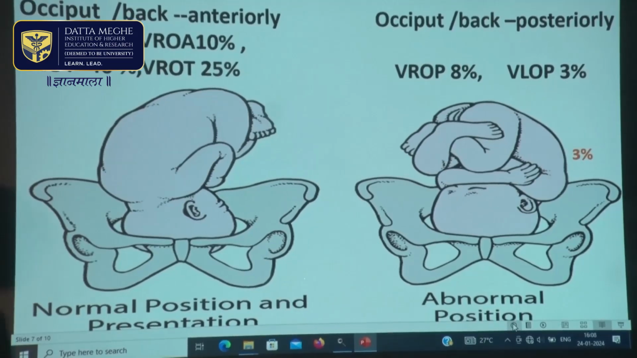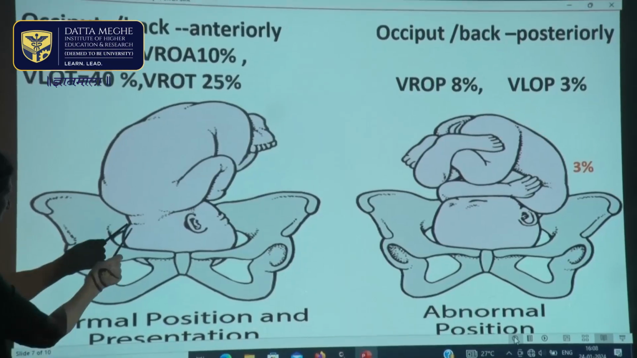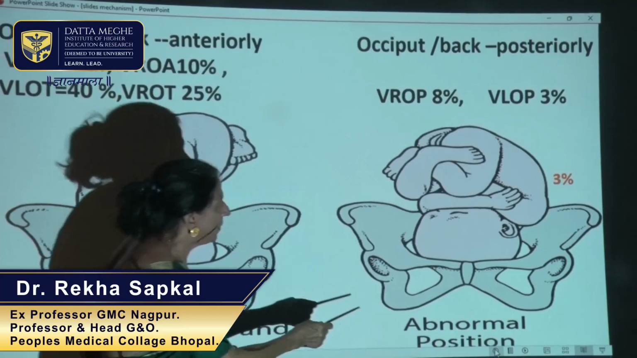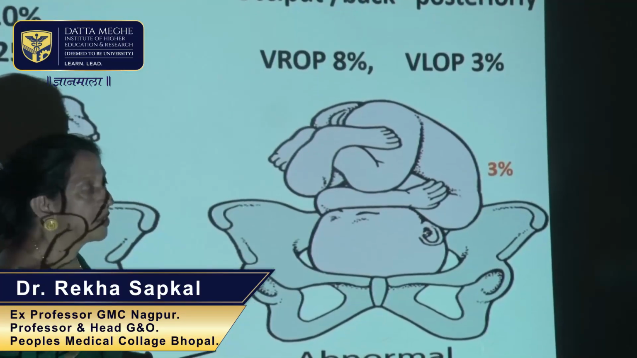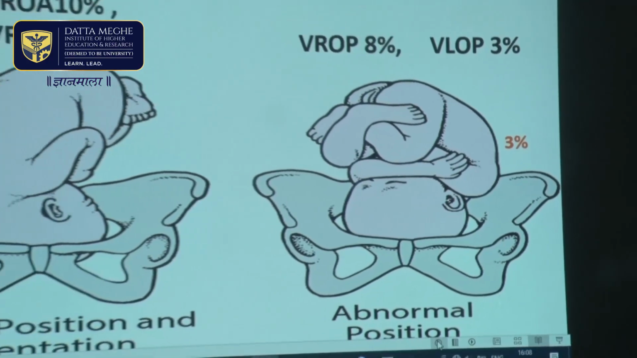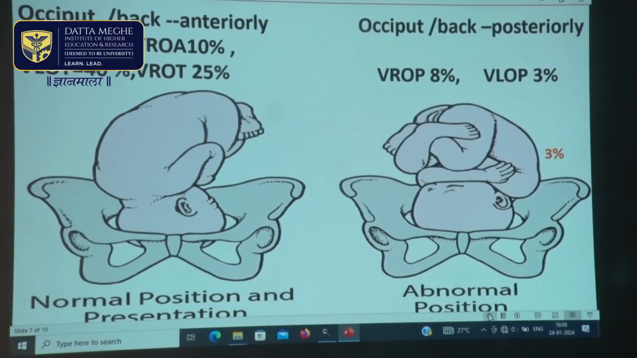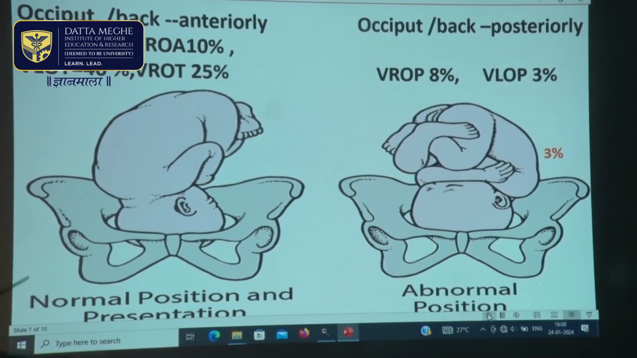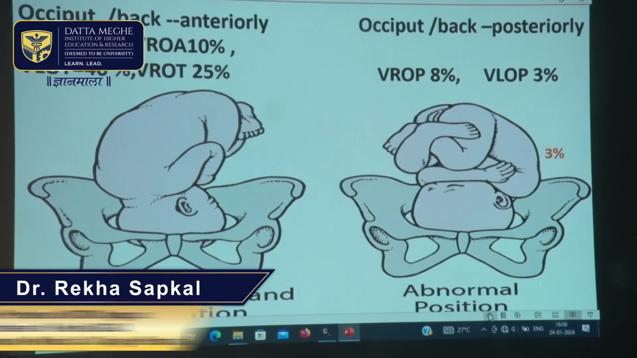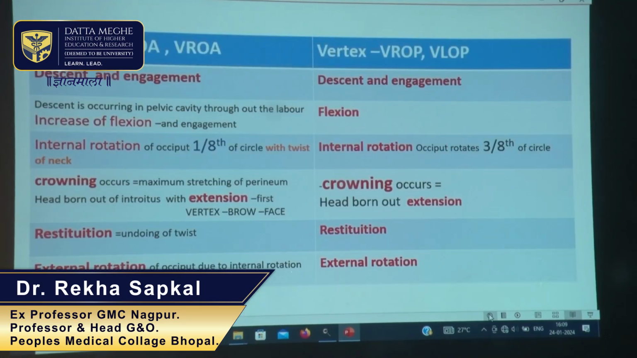Okay. So what is this? It's a diagram showing this is normal position and vertex presentation. And this is abnormal position. Abnormal position means the occiput goes posteriorly. It is described as abnormal because long internal rotation is required in labor, 3/8 of a circle. That is why it is abnormal position, not a presentation. This is normal position, anterior position. Transverse positions are described as normal position.